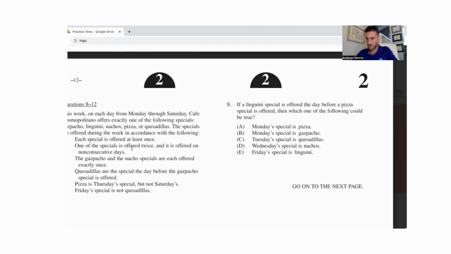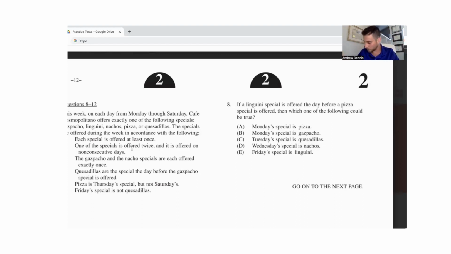And I'll leave space on my paper to answer questions 8, and then 9, 10, 11, 12. Very small space, okay? So usually you need a big space, but I'm familiar with this game. I know how quickly we'll be able to do these answers. Number 8 is the only one that takes some time. If a linguine special is offered the day before a pizza special is offered, then which of the following could be true? When in doubt, write it out.